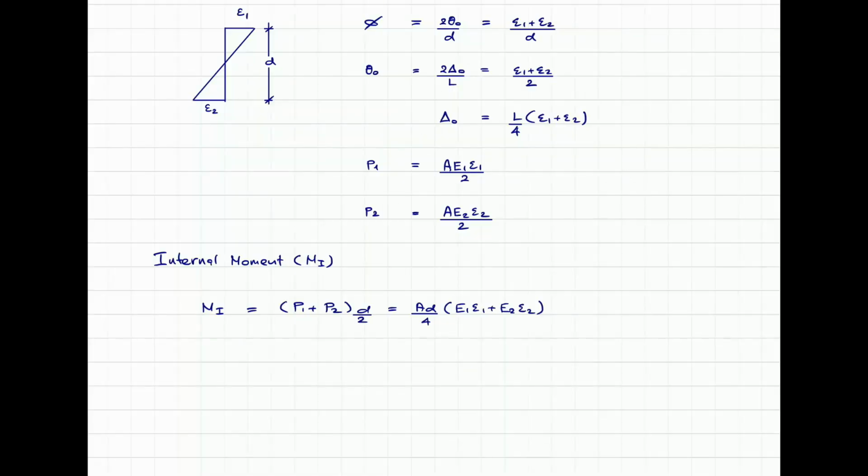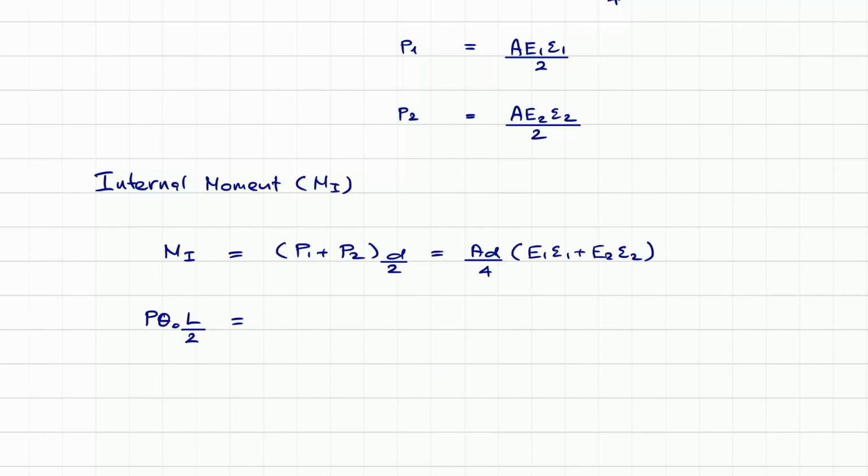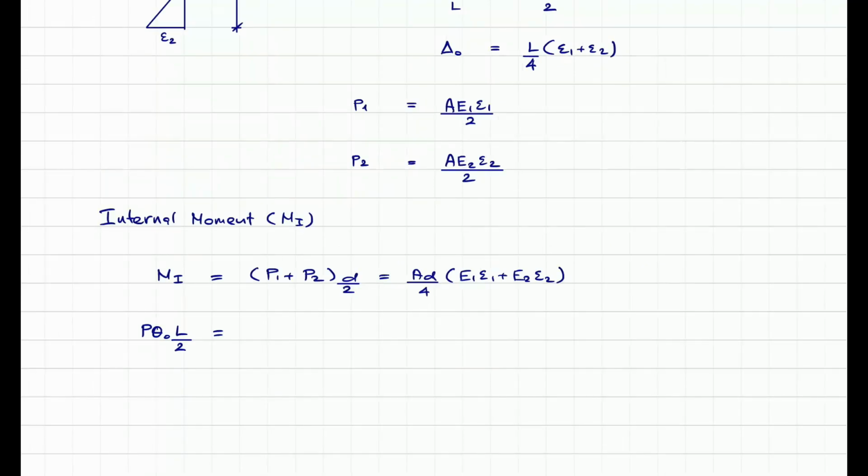So the P theta naught L over 2, which is P theta naught L over 2, is coming from here. It's equal to this term. And P turns out to be just AD over L times E1 epsilon 1 plus E2 epsilon 2 over epsilon 1 plus epsilon 2.